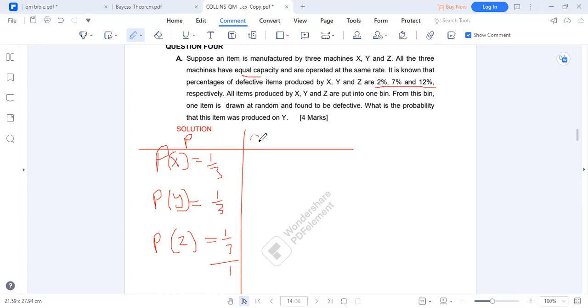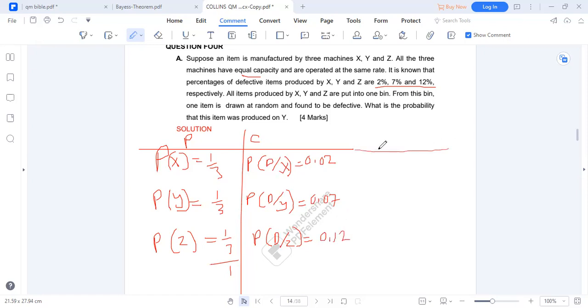So conditional probability of defective. So you need to know how to write the notation. Defective coming from X, because this one must be down here. Is what percentage? 2%, which is 0.02. Who will give me the defective coming from Y? It's 7%. So probability of D given Y. Yes. About defective coming from Z? 12%.